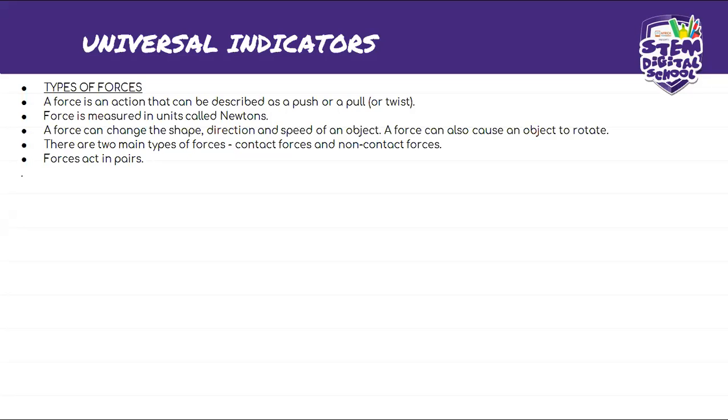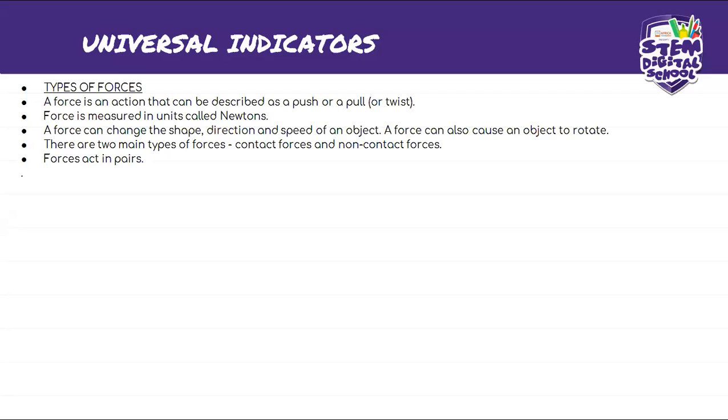There are two main types of forces. Basically, all types of forces can be classified into these two: contact forces and non-contact forces. And forces act in pairs. All right. Now, what do we need to know here? The definition, the unit, and then the types of forces. So we just said that a force is an action that can be described as a push or a pull.